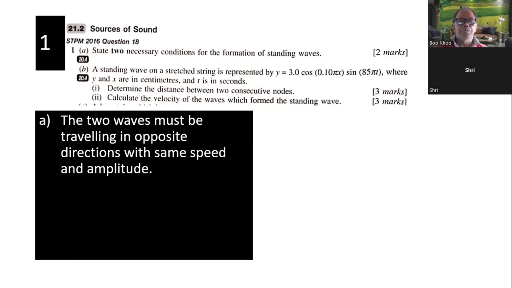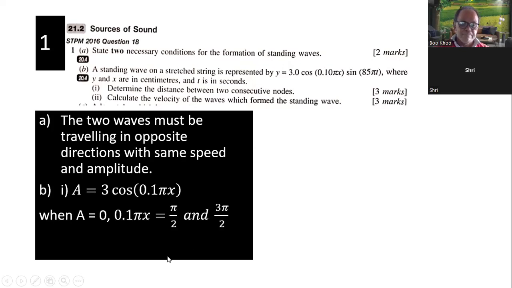y equals a cos 2 pi x over lambda sine omega t. Right, that's the amplitude. You must be able to identify this amplitude. When we come to the node, we want to know that the node amplitude is 0. Right? I want A equals 0. So A equals 0 divided by 3 also will be 0.